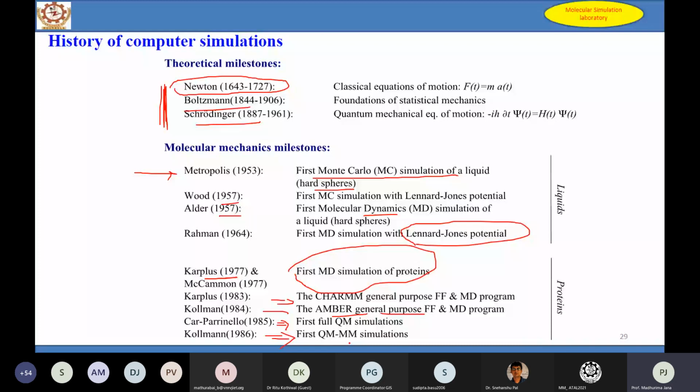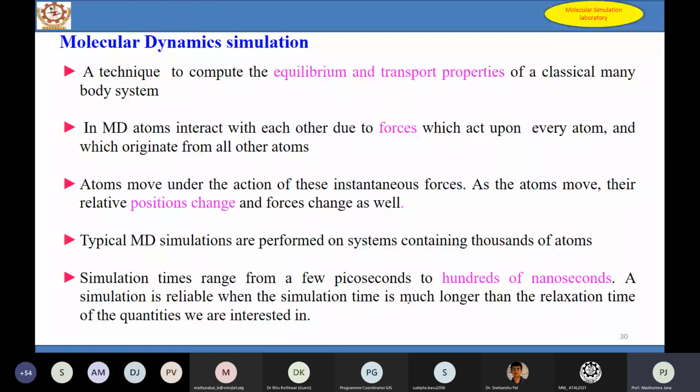Okay, now from molecular dynamics simulation, what can we do? This is basically a technique that computes the equilibrium and transport properties of a classical many-body system. Here we are going to talk about dealing with atoms.